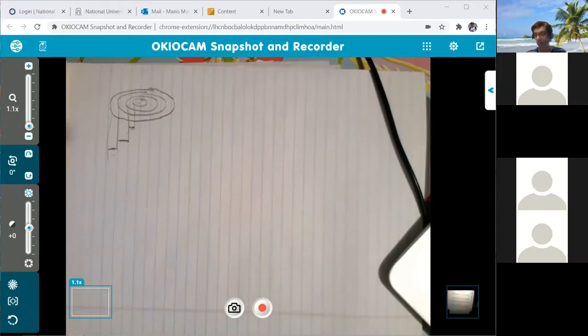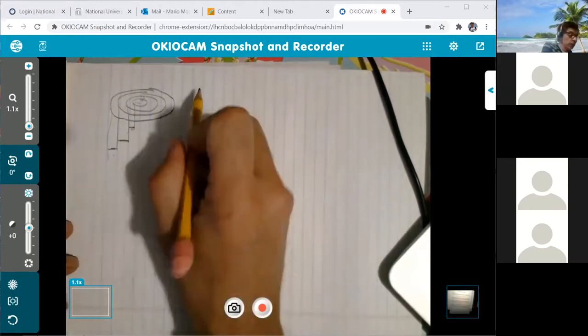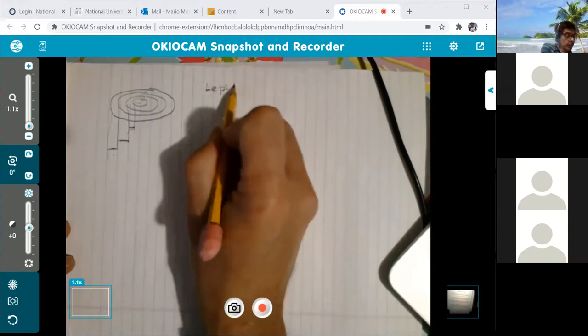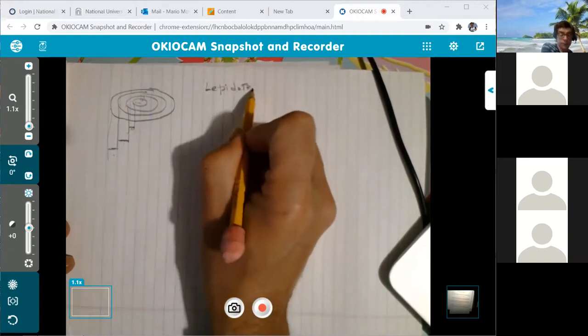Okay, so that's the end of scales. The last part is the ray-finned or Lepidotrichia, and that's on page 125. Let me write the fancy word, Lepidotrichia.